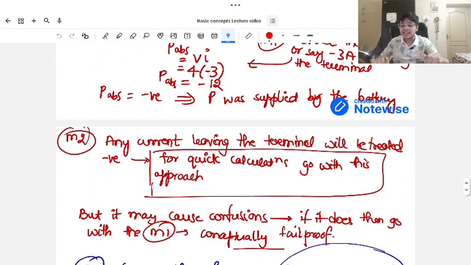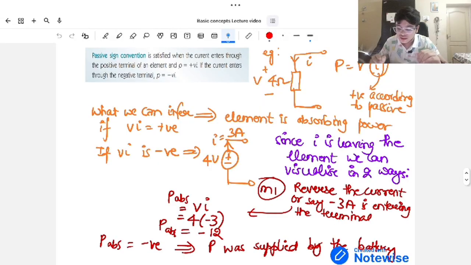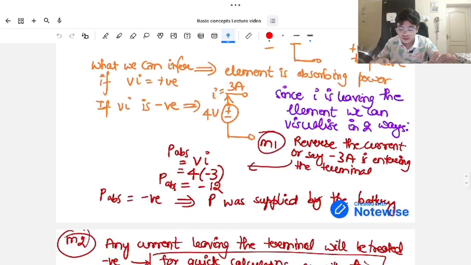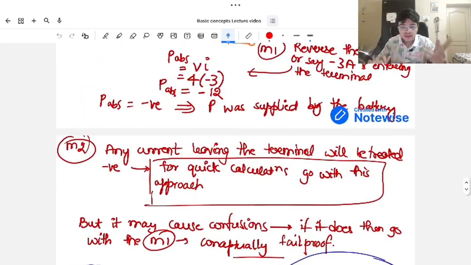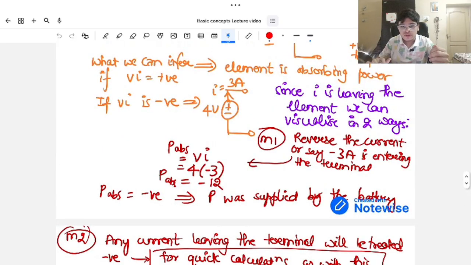Now any current leaving the positive terminal will be treated as negative by default. For example, in this case, since the current was leaving the voltage source, I will by default write P absorbed is equal to 4 volts into minus 3 amps, because the current is exiting the positive terminal. That is the second visualization. You solve a couple of problems, and I'll solve some in the next videos, and you will understand that this is a very easy concept.